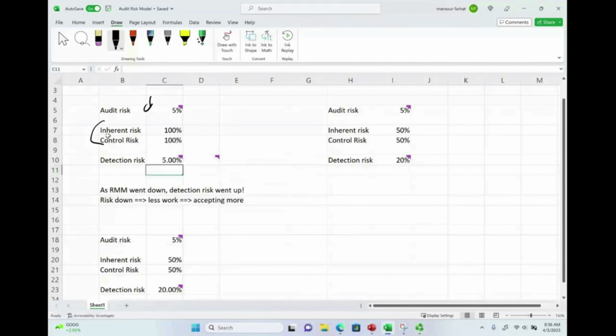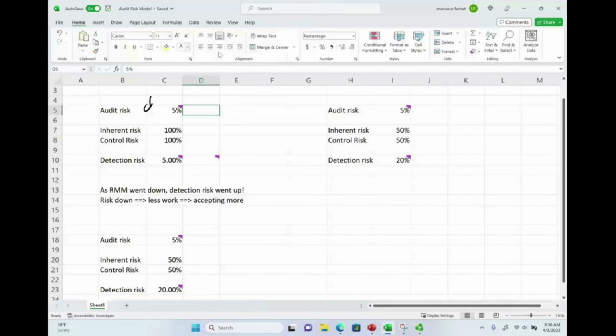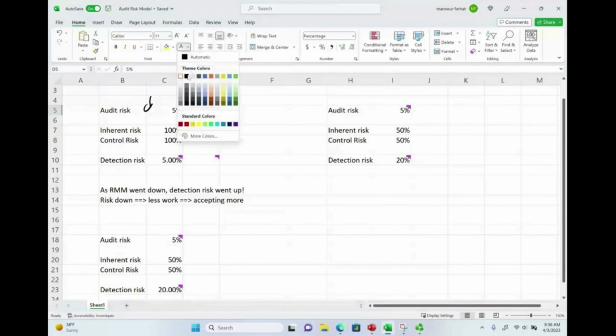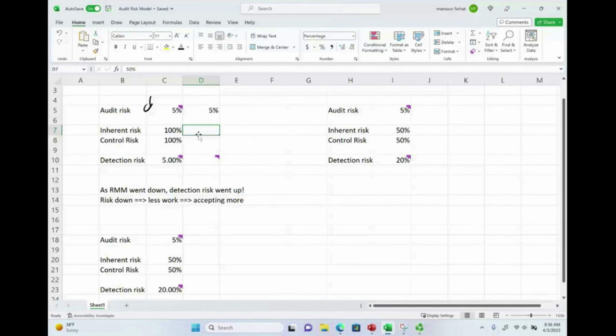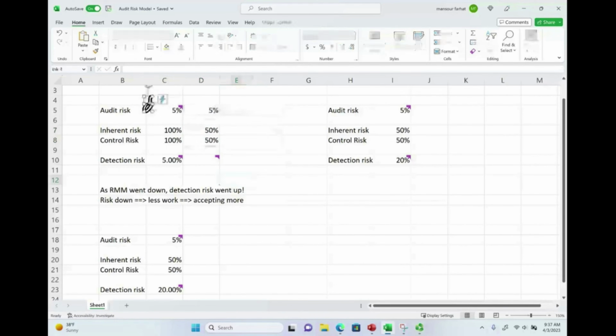Now, what could happen is this. Let's assume I am also setting my audit risk at 5%. The company that I'm dealing with is not inherently risky. When I say inherent risk, it could apply to a specific account or to a specific cycle, or it could apply to a company. It doesn't really matter. Inherent risk is 50%, which is lower than the prior scenario. And my control risk, I can rely a little bit more on the control of this company. They're not perfect, but they are better than the first scenario. We're going to call the first one company A, and this one company B.